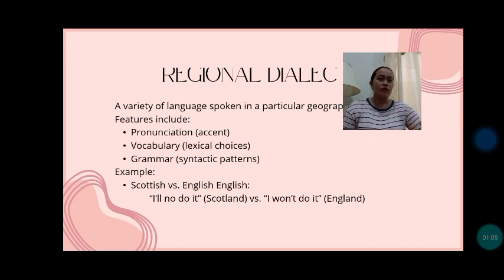Next, let's begin with regional dialects. A regional dialect refers to a variety of language spoken in a specific geographical area. These dialects differ in pronunciation, vocabulary, and grammar. For instance, people in Scotland might say, I'll not do it instead of I won't do it. Both are grammatically correct in their own regions, but they represent distinct regional identities.